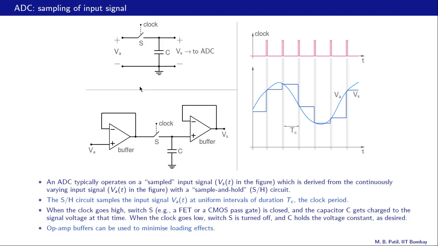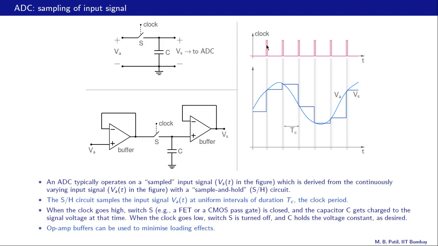Here is a schematic representation of a circuit which can be used to perform the sample and hold operation. This is the input analog voltage, and that is the sampled analog voltage, which will be sent to an ADC for conversion to a digital number. Now this part is not shown in this figure. Here is a switch which is controlled by this clock here.